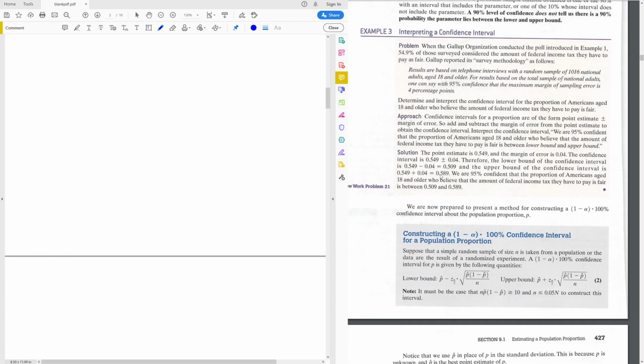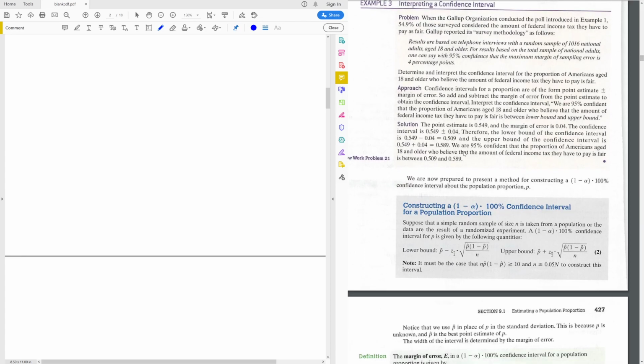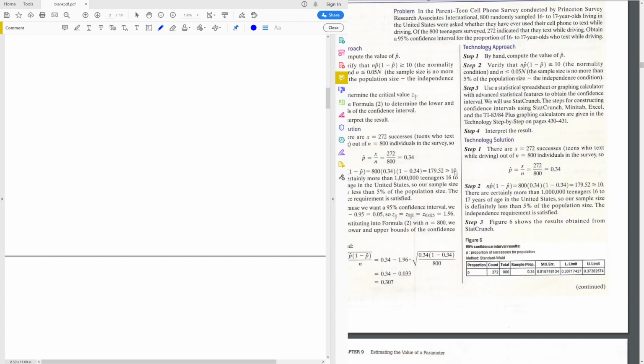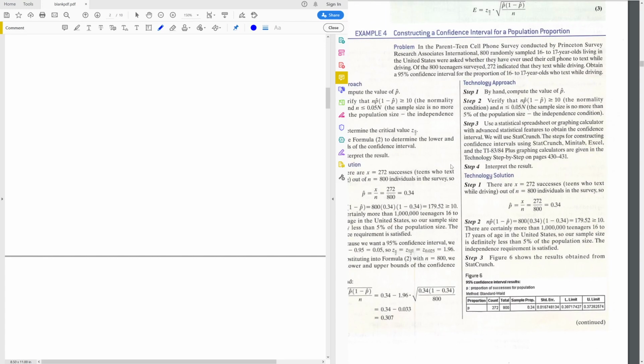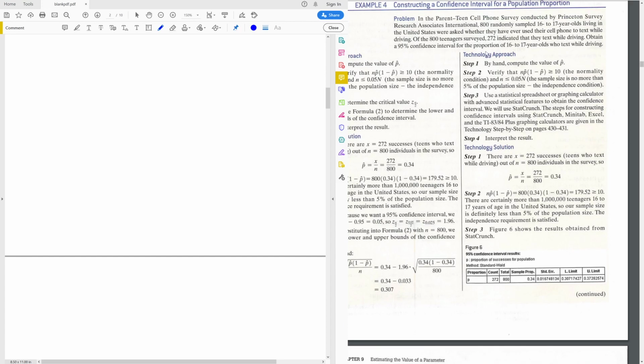Okay, so let's take a look at a full example. So, 800 randomly sampled 16 to 17-year-olds living in the U.S. were asked whether they have ever used their cell phone to text while driving. Of the 800 teenagers surveyed, 272 indicated that they text while driving. We want to create a 95% confidence interval for the proportion who text and drive.